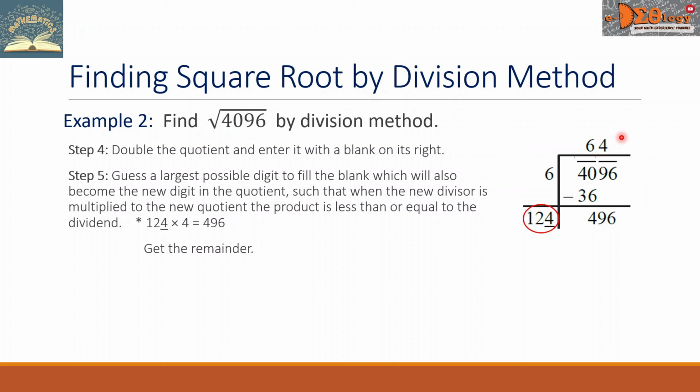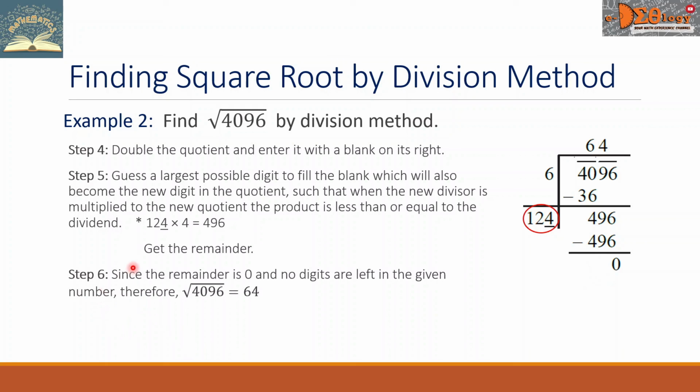Now we get the remainder. This 496, we subtract by this value 496. And the difference is 0. Then we stopped. Step 6. Since the remainder is 0 and no digits are left in the given number, therefore, the square root of 4096 is 64.